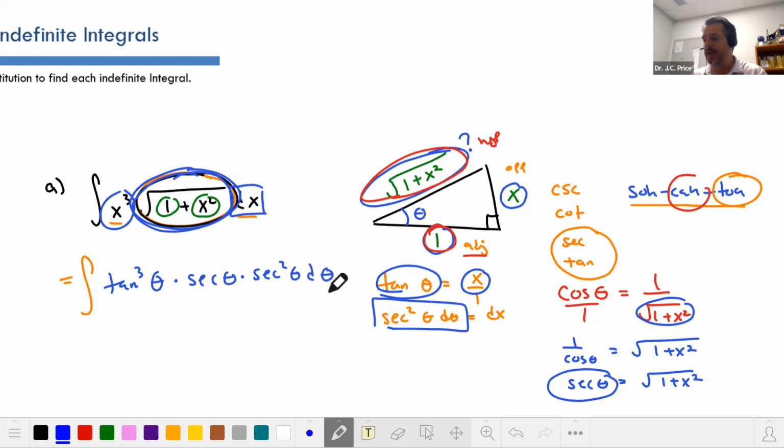And I'll stop here for a second, because if you look at this, everything's now written in terms of a trigonometric function, hence the name of the technique, trigonometric substitution.